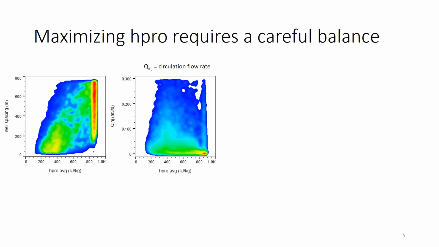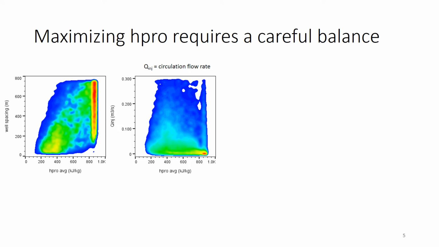So if we want to maximize the enthalpy of production, H-Pro, this requires a careful balance between our input variables. So first we want to look at well spacing, how far the production well is from the injection well. And you can see as you increase well spacing here on the y-axis, go from 0 to 200 to 400, the population density of H-Pro also increases. You can see the higher you go, the more likely you are to get a successful well, or well that has high H-Pro.